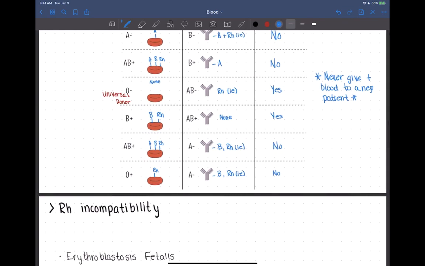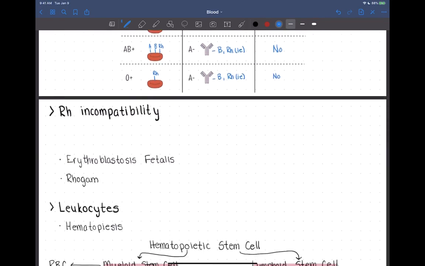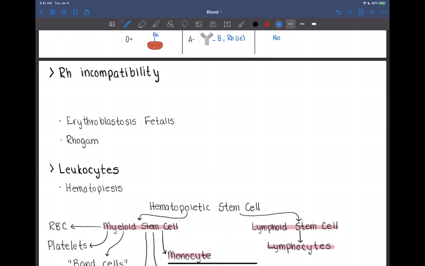So again, practice them, and I've got a few on your worksheet, your homework sheet, for you to try. Okay, and you'll get more and more comfortable the more times you do it. All right, so let's talk about RH incompatibility, okay? And so this has to do with a mother and the child she is carrying, okay?